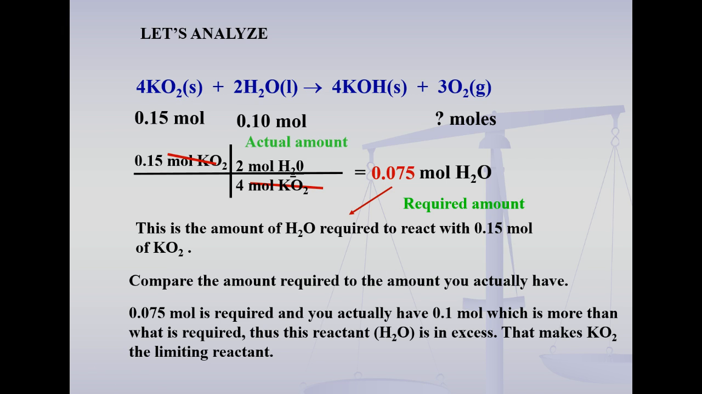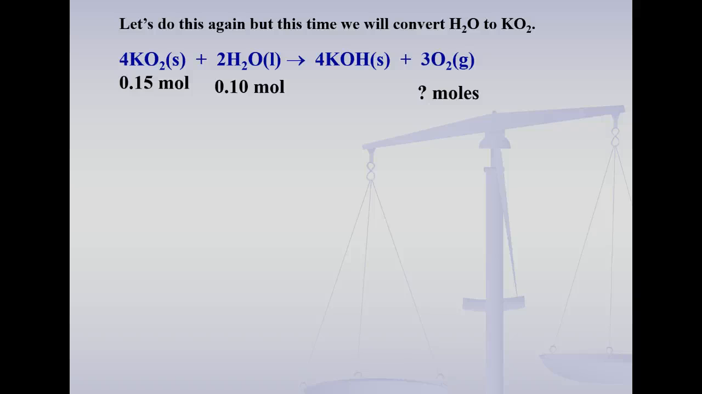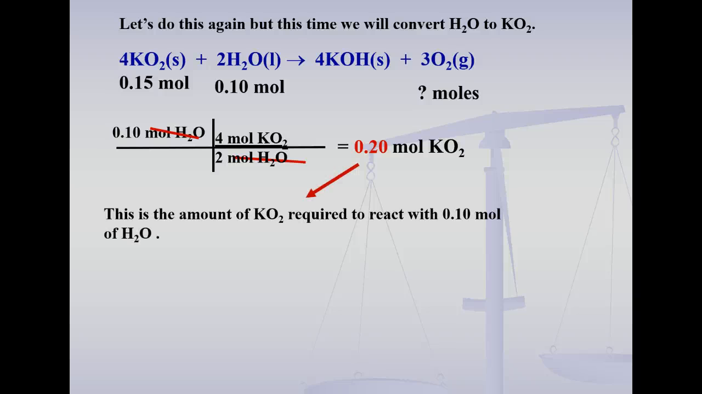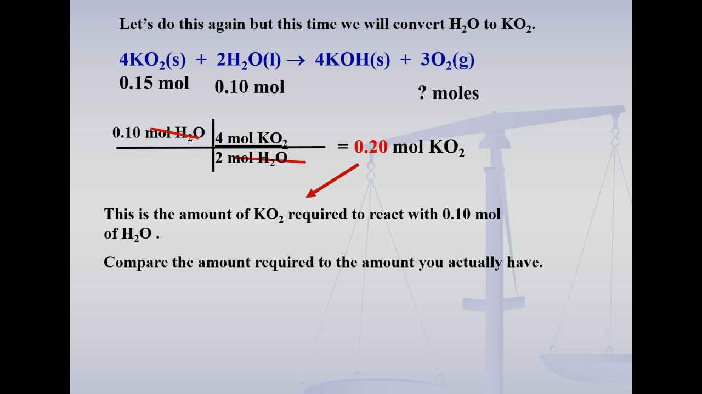Let's see what would happen if we would have chosen water and converted to potassium superoxide. So we're going to do that just so you can see what I mean by not having enough. All right, so I'm going to take my moles of water. I'm going to convert that to moles of potassium superoxide using the mole ratio. Divide out the common units. That gives me 0.20 moles of potassium superoxide that is required. I need this much to react with 0.10 moles of the water. So, do I have enough or not enough? Compare the two amounts.